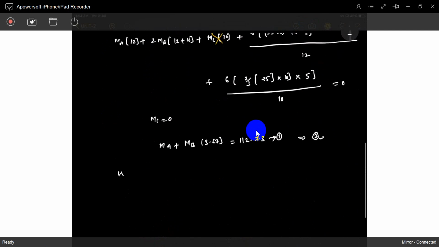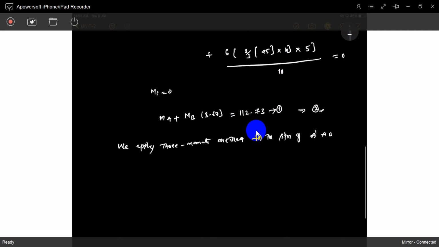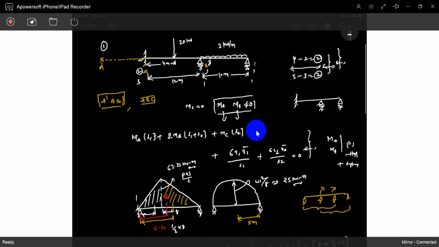So we will apply the three moments method for the span A dash A B. You already know M A dash is 0. There is no support, there is nothing, and the loading is also 0. L also 0. L1 means this is L1, this is L2. Understood? Everything is 0, but we can take an imaginary span, just observe it.